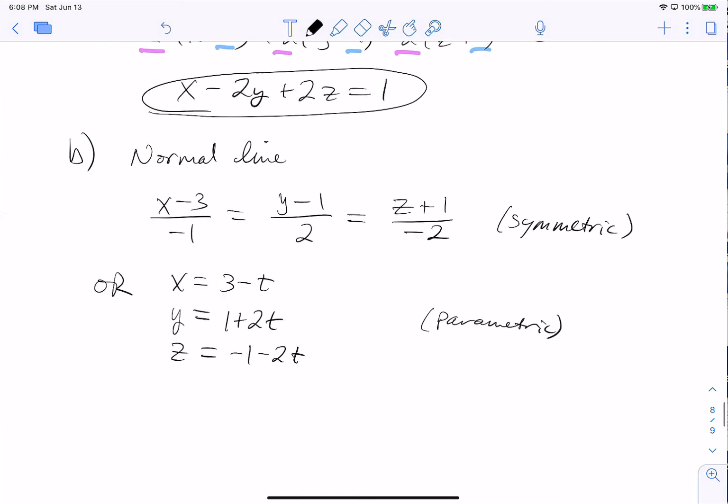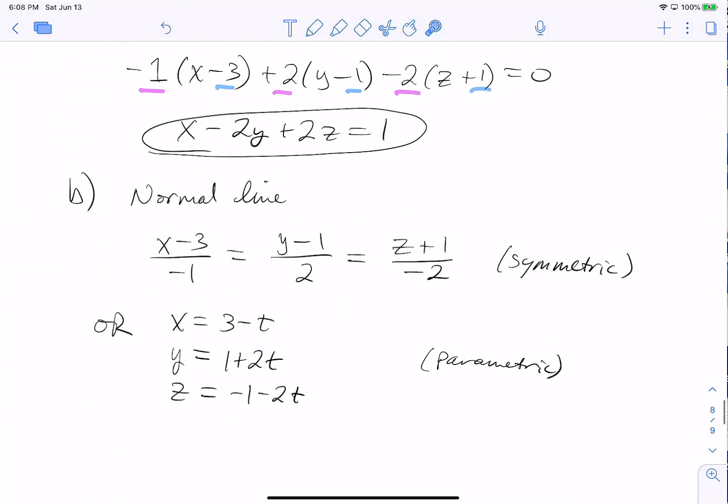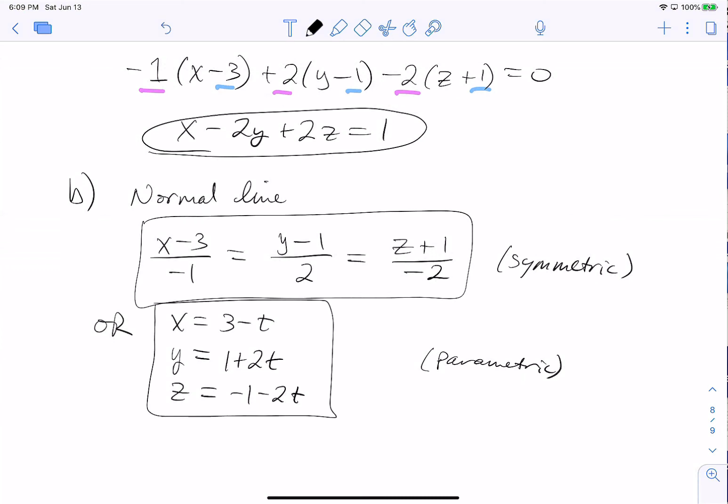The normal line is, we can actually use the numbers that you see in the equation of the tangent plane. x minus 3 divided by -1 equals y minus 1 divided by 2, which equals z plus 1 divided by -2. That's for the symmetric equations. If you decided to go with parametric equations, you would have said x equals 3 minus t, y equals 1 plus 2t, and z equals -1 minus 2t.